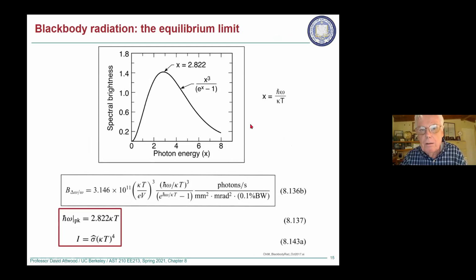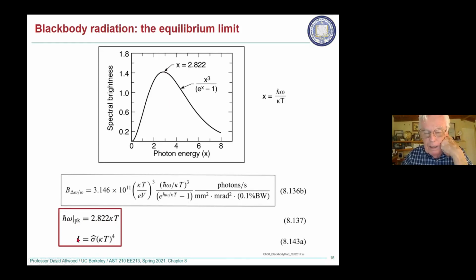This is just what black body radiation looks like. It has this form where X is h bar omega over kappa T, and the black body radiation has a peak at about 2.8 kappa T. So if kappa T was 100 eV, the peak up here would occur at a photon energy of 280 eV. So if kappa T was 1,000 eV, then the peak would be almost 3 keV.